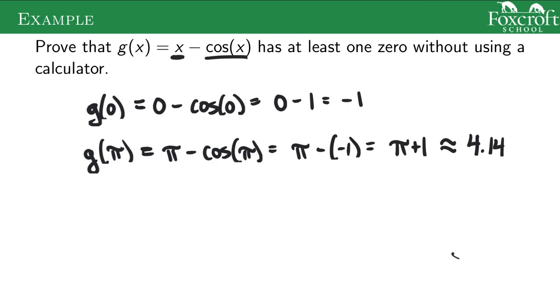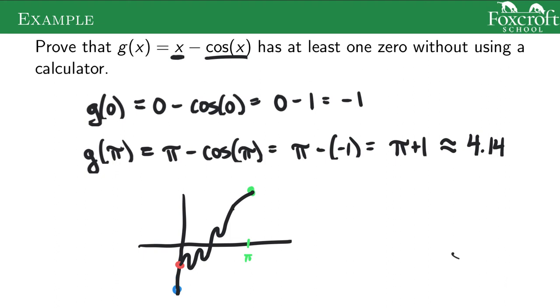So if we think about what this means, let's make a graph. At 0, I'm down here at negative 1. At pi, I'm up here at 4.14. So I have these two dots that I know 100% are on my graph. And this is a continuous function. I have to get from the red dot to the green dot without lifting up my pen, so I have no idea what it looks like. But I know at some point I have to make it up to the green dot.